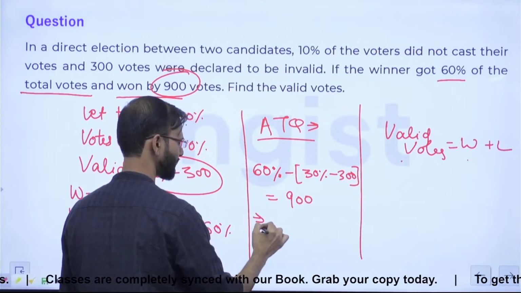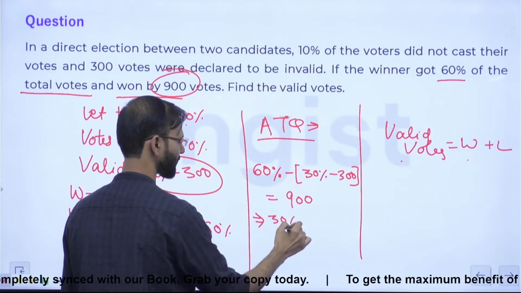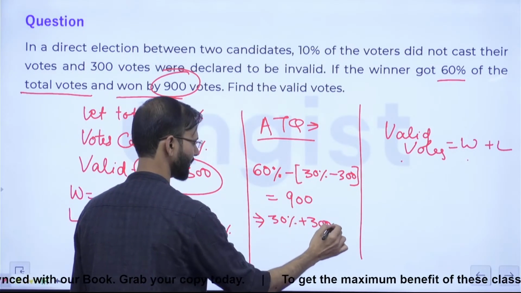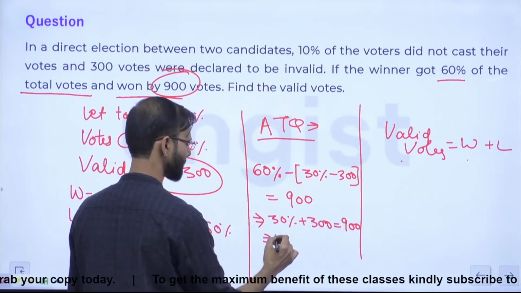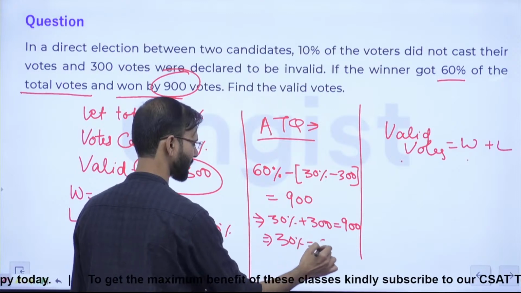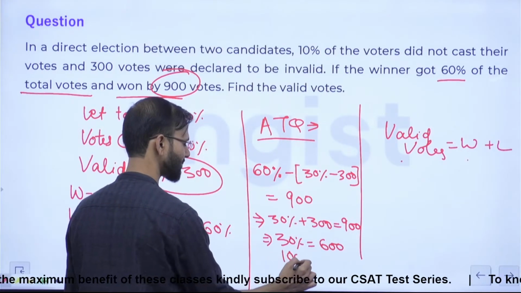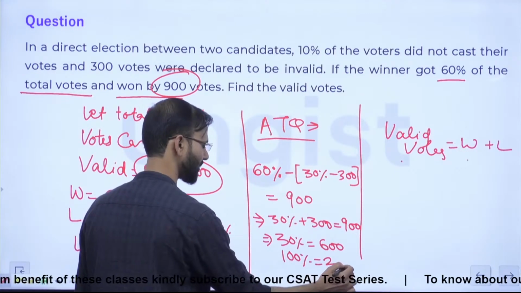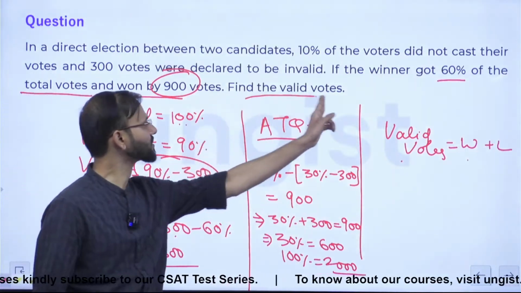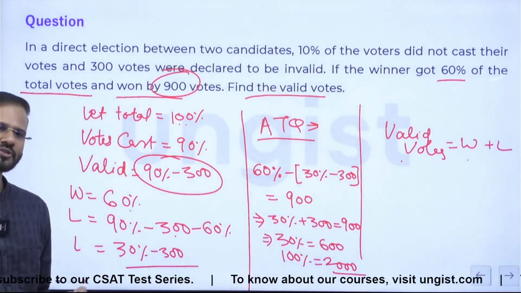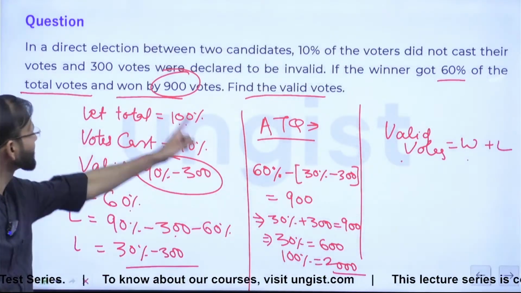Yes or no? So this is 30% plus 300, is equal to 900, and 30% is equal to what? 600. Then 100% will be, guys, this is double of this, right? So 100% will be what? 2000. What is the question? Valid votes. See guys, 2000 votes are there in the voters list. Right? 10% people did not vote.